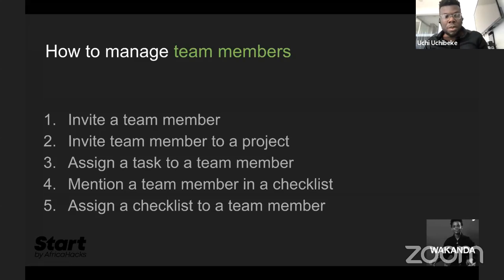Okay, so to proceed, we're going to carry out a few tasks still in ClickUp. The first one is to invite a team member. After we've invited a team member, we invite them to a project. And once we've done that, we're going to assign tasks to that team member and then mention the team member in a checklist. And then finally, we assign a checklist to a team member. So notice that we can assign tasks to team members, but also we can assign checklist items to specific team members. So we can be that granular, right? So let's see how that works.